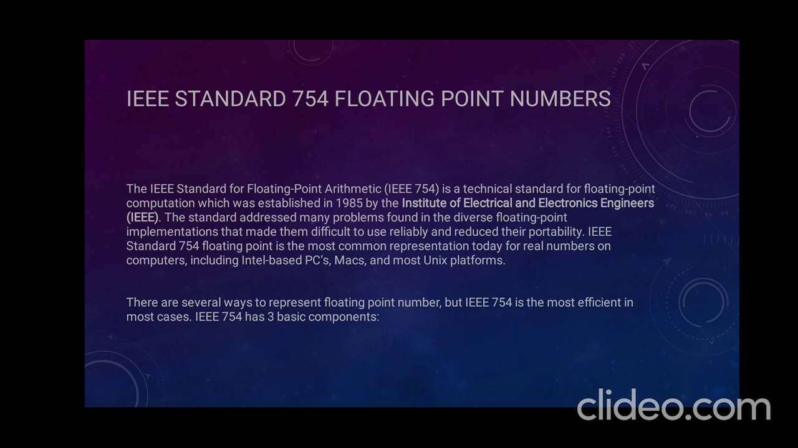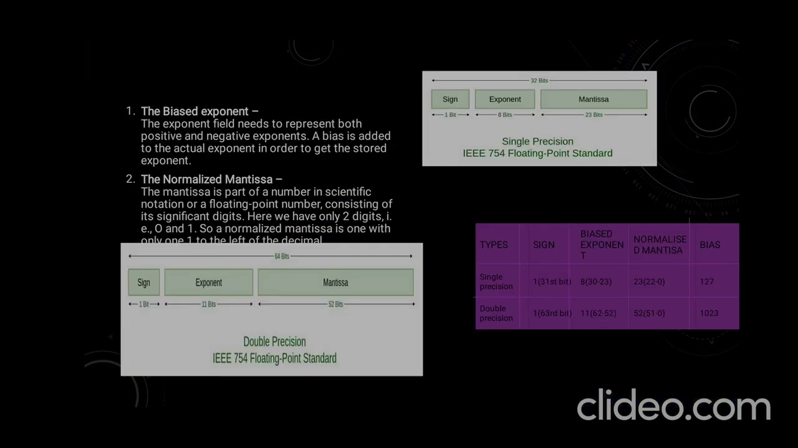IEEE 754 has three basic components. First is the biased exponent. The exponent field needs to represent both positive and negative exponents. A bias is added to the actual exponent in order to get the stored exponent. Second is the normalized mantissa. The mantissa is the part of a number in scientific notation or floating point numbers consisting of its significant digits. Here we have only two digits, that is 0 and 1. So a normalized mantissa is one with only 1 to the left of the decimal.